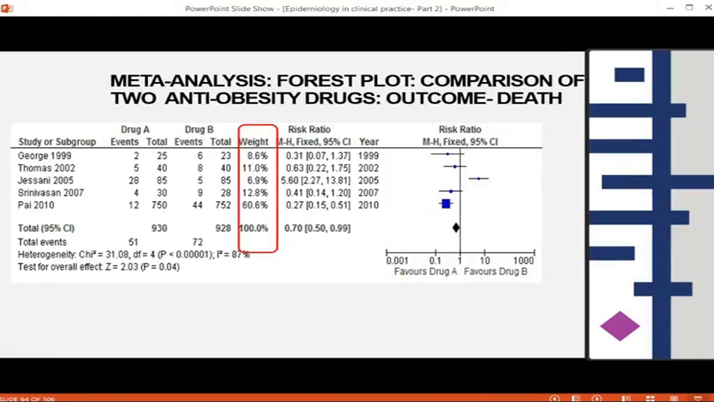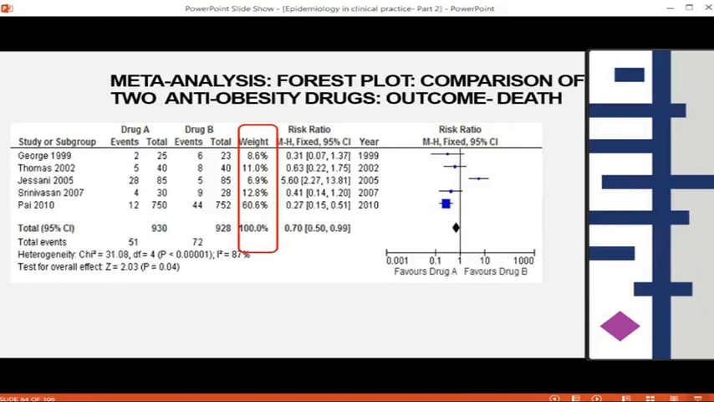It got 60% of the weight in the pooled meta-analysis, and that's because its confidence interval was the most narrow. You'll also see it got a very large sample size, but it's not only sample size that matters, it's the width of the confidence interval.